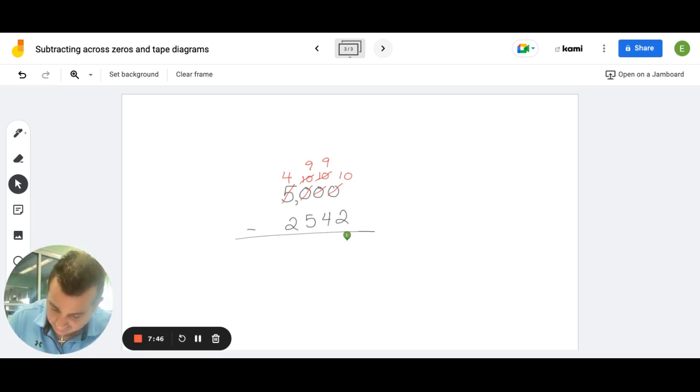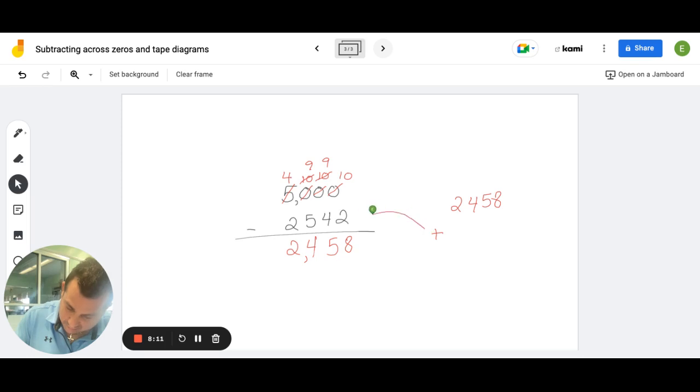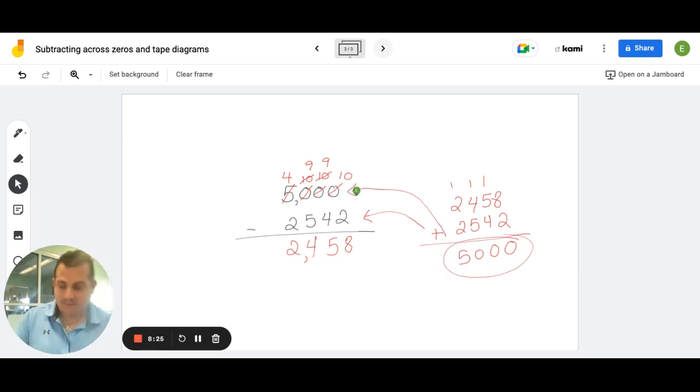So now I'm going to subtract. 10 minus 2 ones is 8 ones. 9 tens minus 4 tens is 5 tens. 9 hundreds minus 5 hundreds is 4 hundreds. And 4 thousands minus 2 thousands is 2 thousands. 2,458. And to check our work, I'm going to take my 2,458 and add it to my 2,542. And that gives us 5,000, which is where we started.